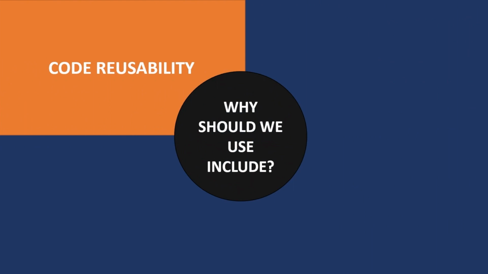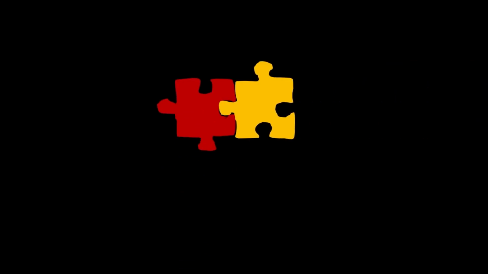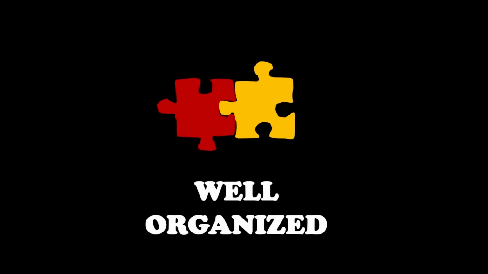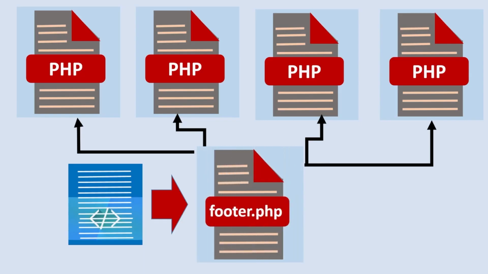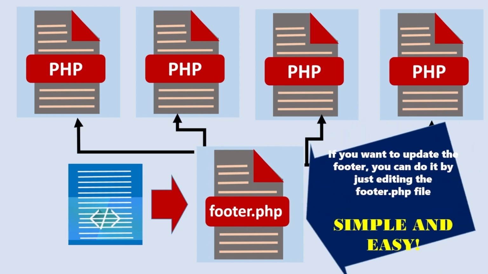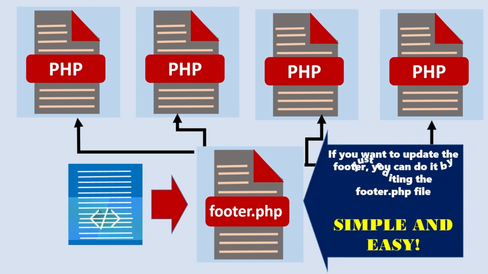We use the include function in PHP for a few important reasons. Modularity. By breaking our code into smaller, manageable pieces stored in separate files, we can better organize our project. Each file can contain specific functions, classes, or blocks of code related to a particular task or feature. Maintenance. Using include makes it easier to maintain and update our code. If we need to make a change to a piece of code, we only have to update it in one place, and those changes will reflect across all the files where it's included.